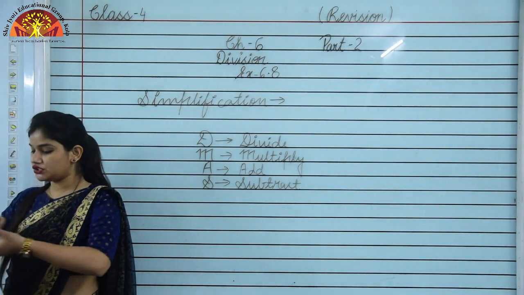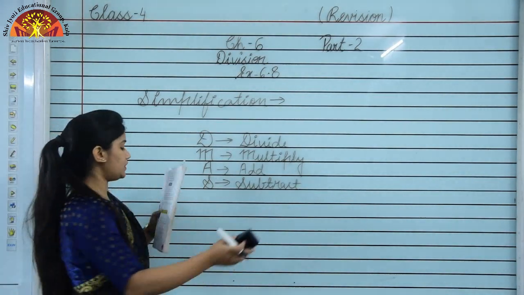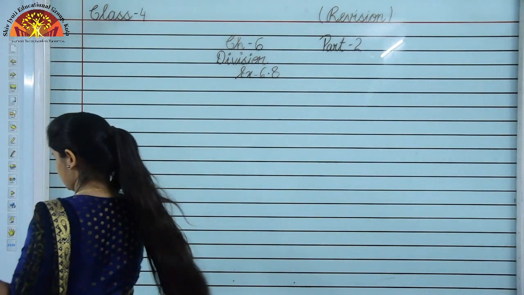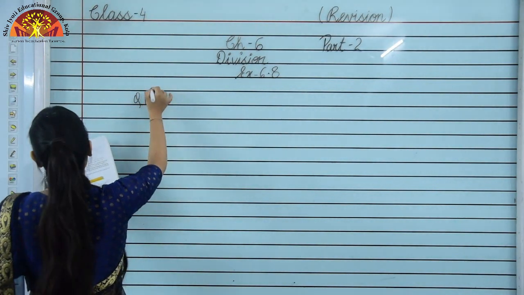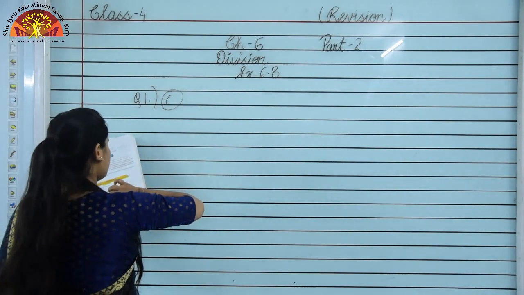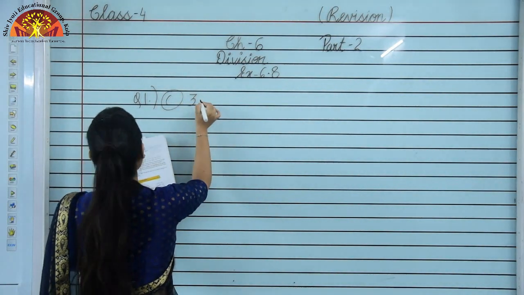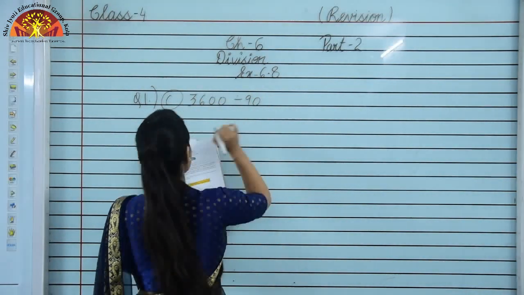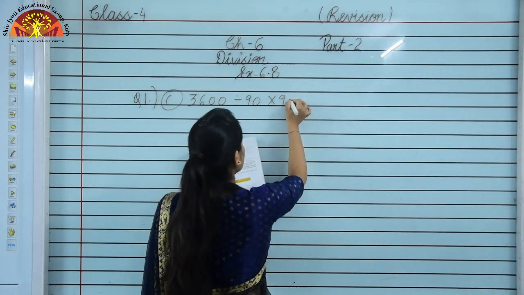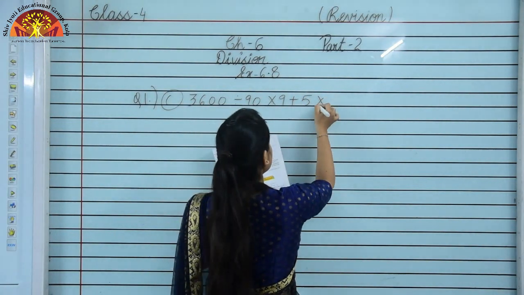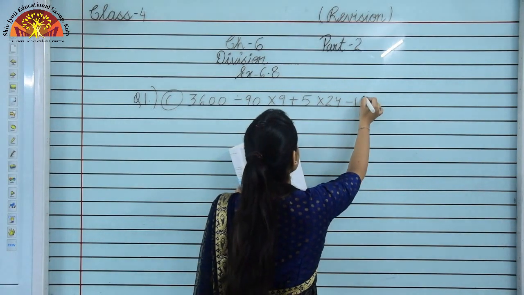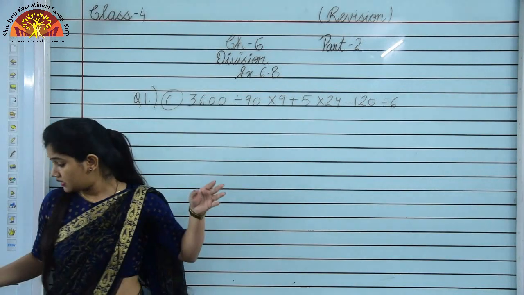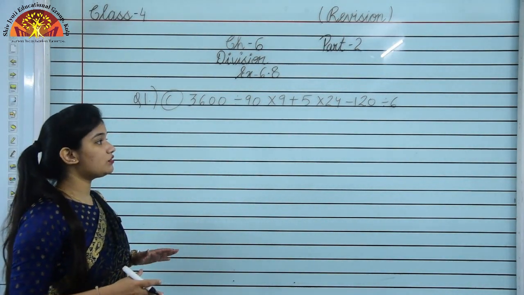Now we'll see this question number 1. Question number 1, C part on page number 85, and the C part is 3600 divided by 90 multiplied by 9 plus 5 multiplied by 24 minus 120 divided by 6. So students, as we can see, divide also, multiply also, addition also and subtraction also.